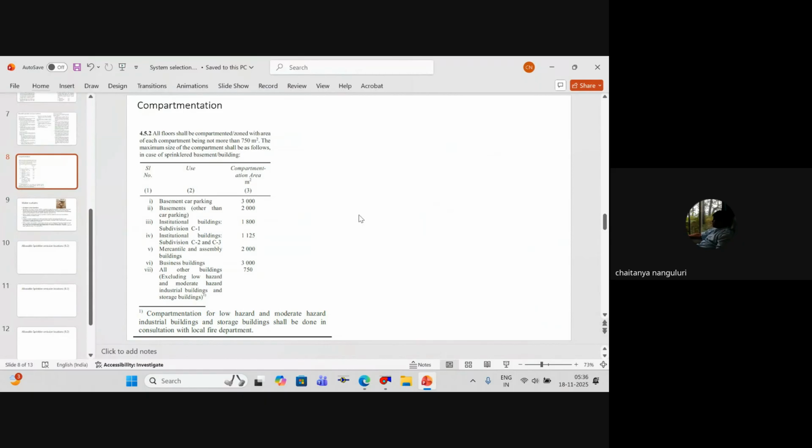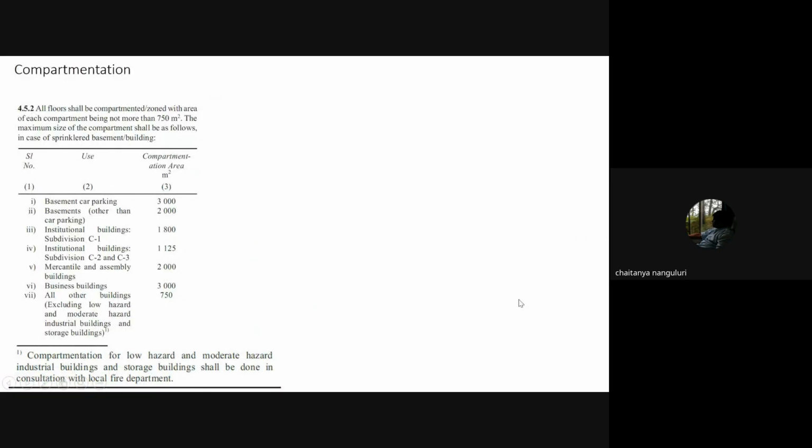Whenever you speak about compartmentalization, this slide is a snapshot from NBC, volume 1, part 4. For a non-sprinkler building, whatever the building might be, the compartment limit is 750 square meters. But for a sprinkler building, the compartmentalization depends on the application.